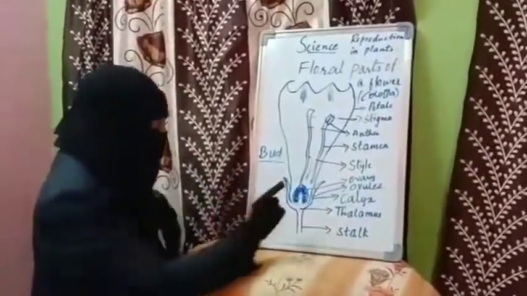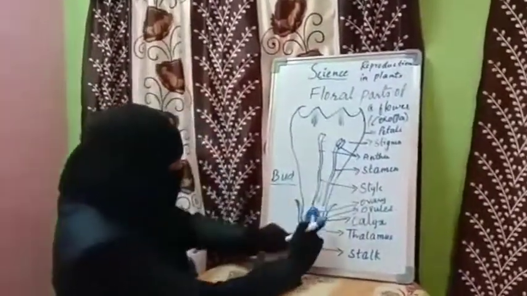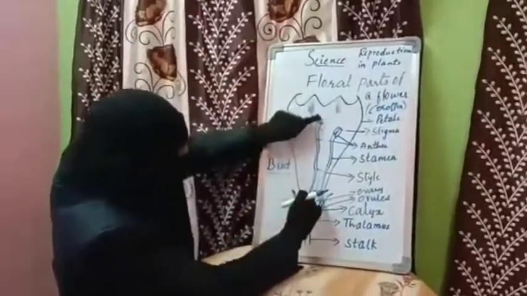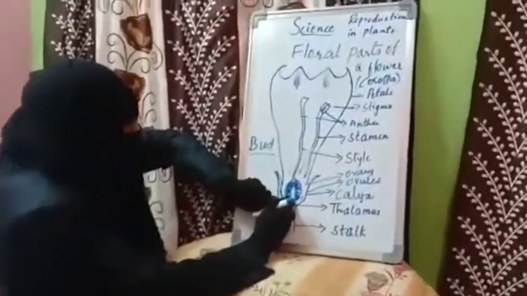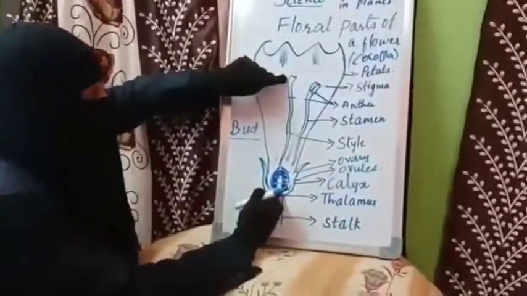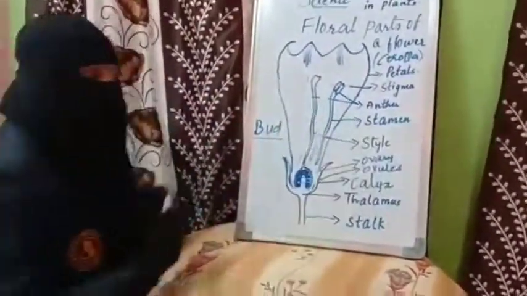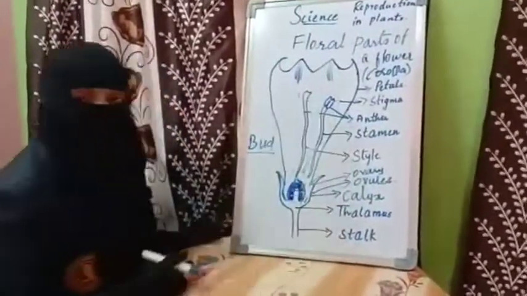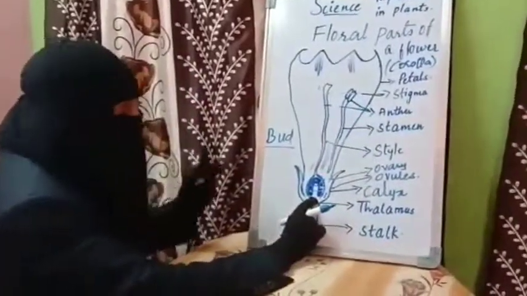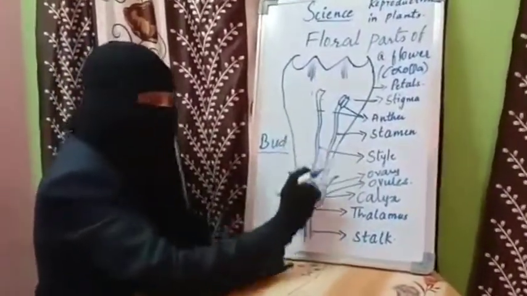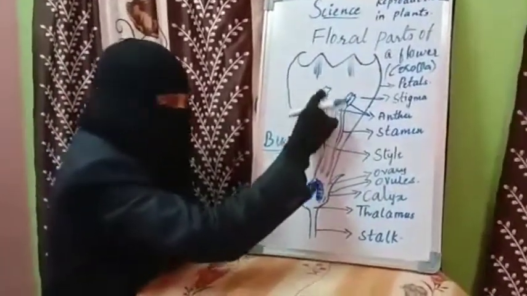Pistil consists of three parts: ovary, style, and the stigma. You can see a pistil here, right? This part of the pistil is called the ovary, and this part is called the stigma. The stigma and ovary are connected by a tube-like structure called the style. In the stamen, the tube-like structure is called the filament, whereas in the pistil, it is called the style.